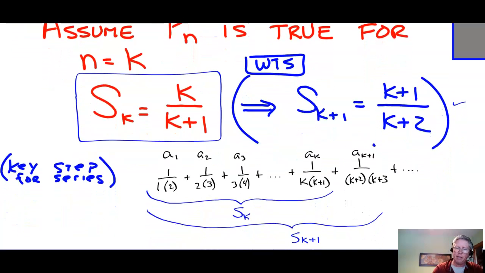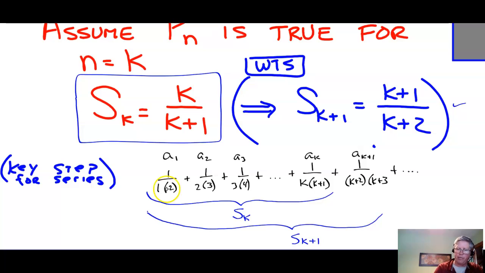Well, if we're looking at the terms, we have the first term, the second term, the third term, and so forth. Here's the kth term. Here's the k plus first term. How do I get those? I plug k into the formula, or I plug k plus 1 into the formula. I believe that should be a 1. Sorry about that.